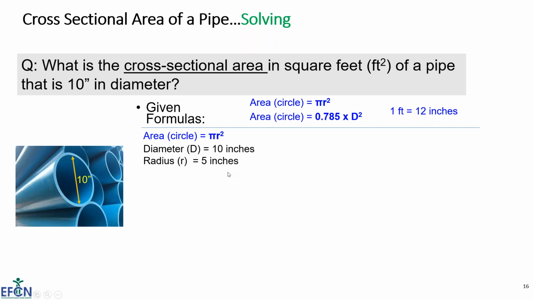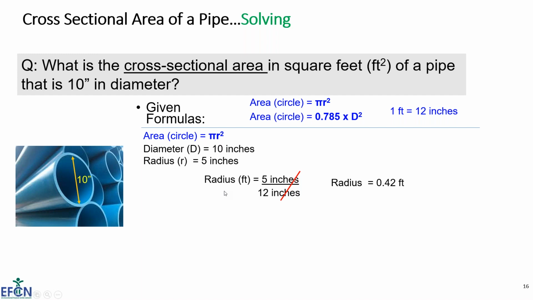And then one thing is my units are not compatible. I've been asked to get this area of a pipe in square feet. However, my pipe measures 10 inches in diameter and 5 inches in radius. So I have to do a conversion before anything can be done, and that is converting the 5 inches into feet. To do that, I have to divide 5 inches by 12, and that way my inches cancel. And what I'm left with is my radius is equivalent to 0.42 feet.